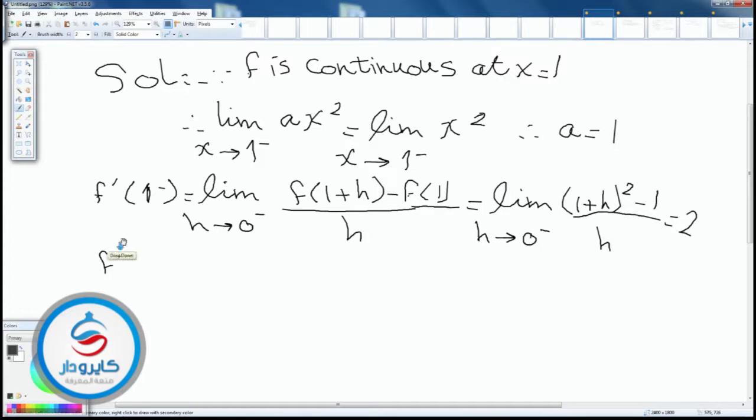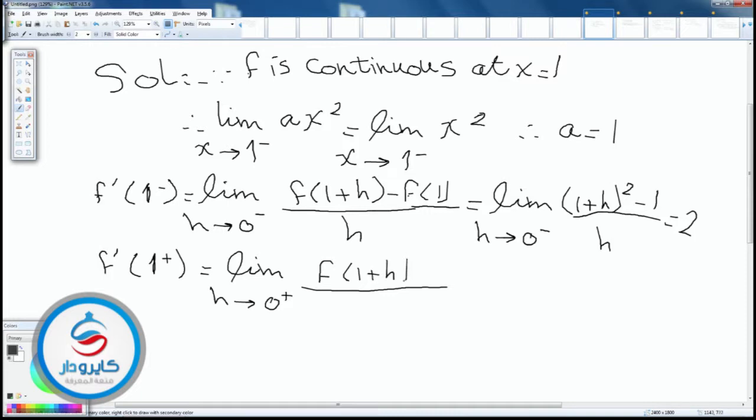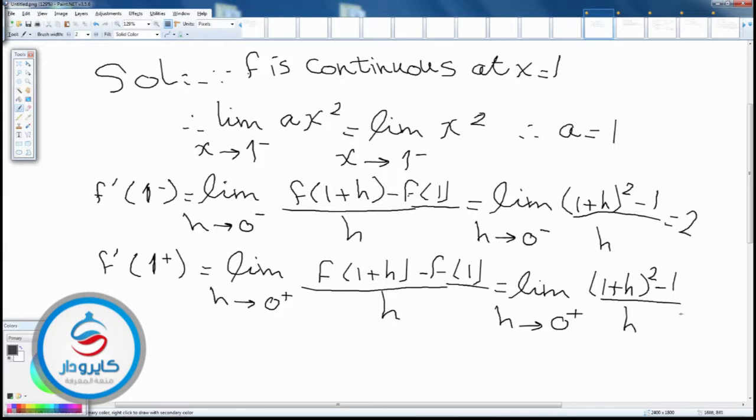And f dash of 1 plus equals limit when h tends to 0 from the right of f of 1 plus h minus f of 1 over h, equals limit when h tends to 0 from the right of 1 plus h all power 3 minus 1 over h, equals 3.